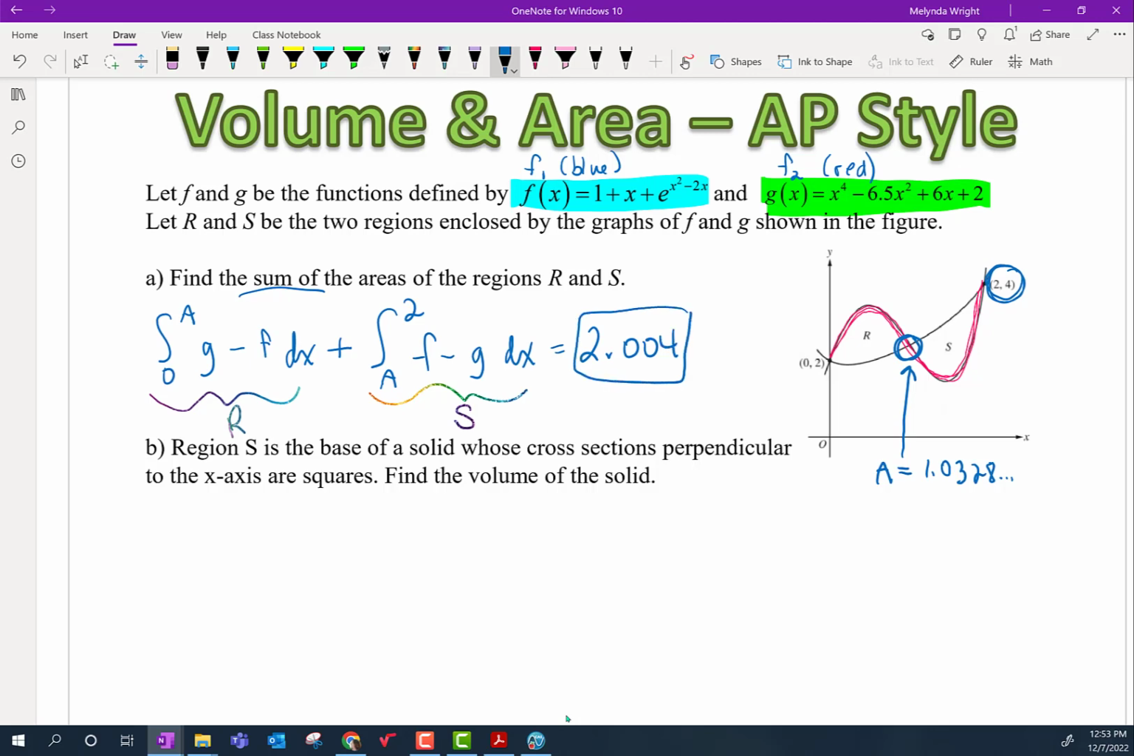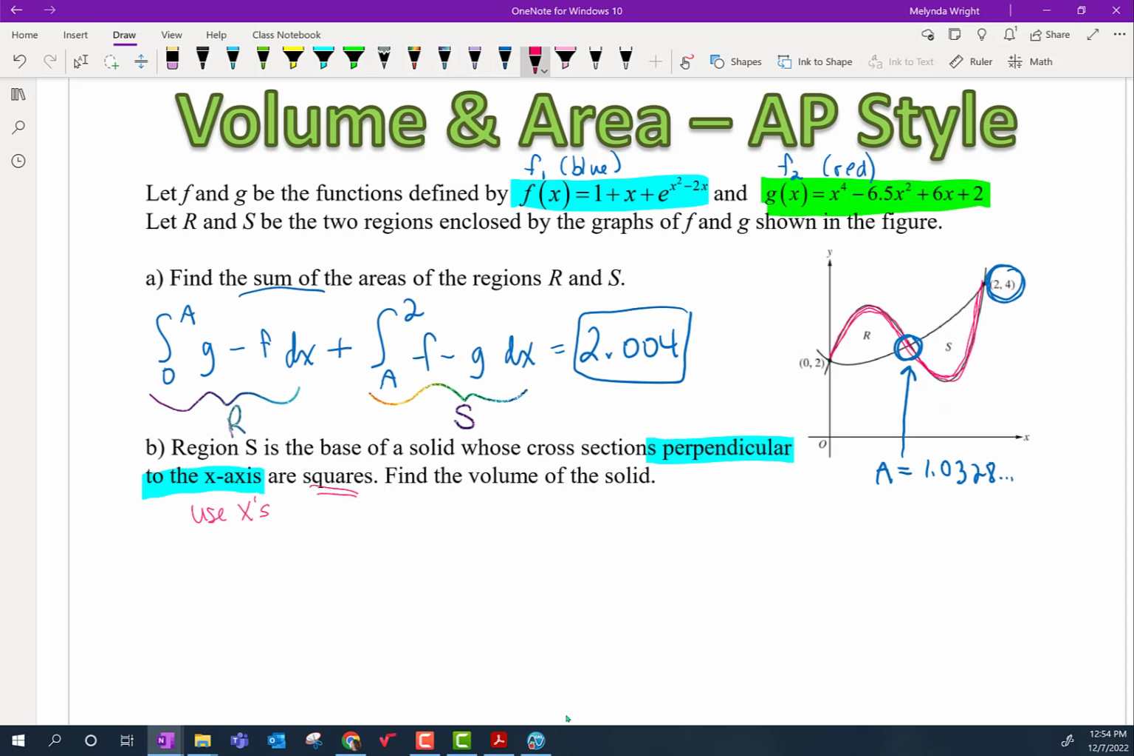All right, how are we doing with the sum of the regions? Everybody okay? Okay. Let's look at part B. It's talking about region S. Region S is the base of a solid whose cross sections perpendicular to the x-axis. Okay, let's pause. Perpendicular to the x-axis. We remember, hopefully remember, that means we need to use x's. Okay, and the cross section is a square.